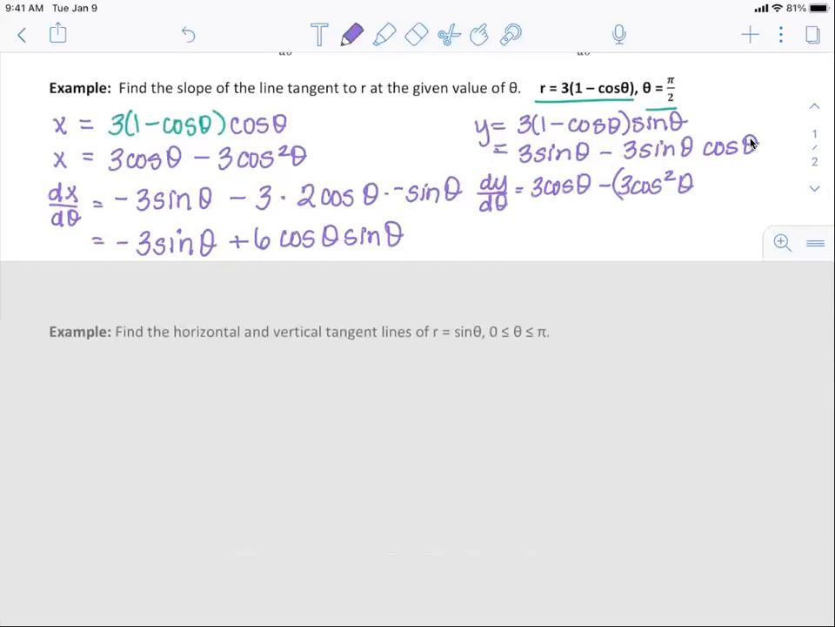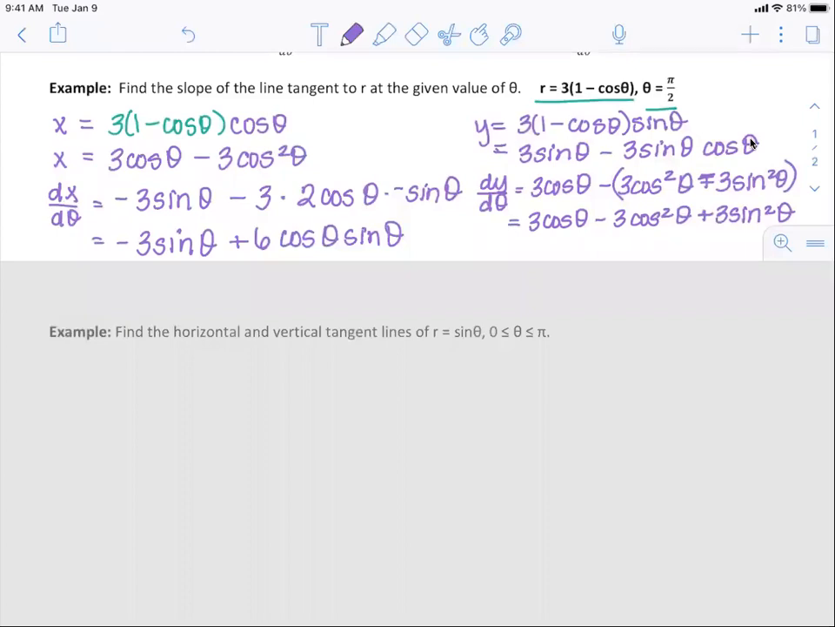And then we have plus 3 times the derivative of cosine, which is actually going to be negative sine times sine. So this will be minus 3 sine squared theta. Okay, so all together, this is 3 cosine theta minus 3 cosine squared theta plus 3 sine squared theta. That is dy d theta.